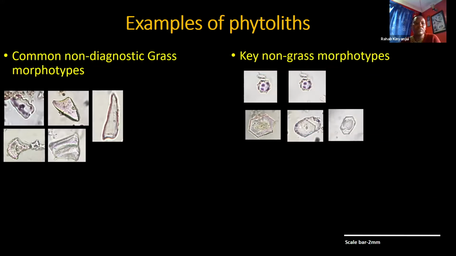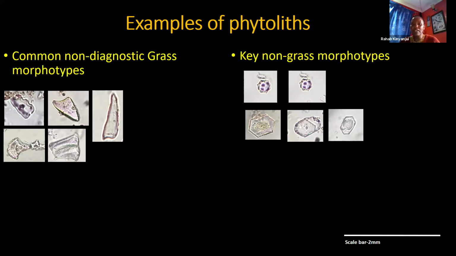Examples, or more examples of phytoliths. We also have a lot of noise in the phytolith assemblage. We don't ignore it, because it tells us the presence of certain plants or certain groups of plants, although it is not quite informative in letting us understand the exact species or the exact taxa that were growing on the landscape.